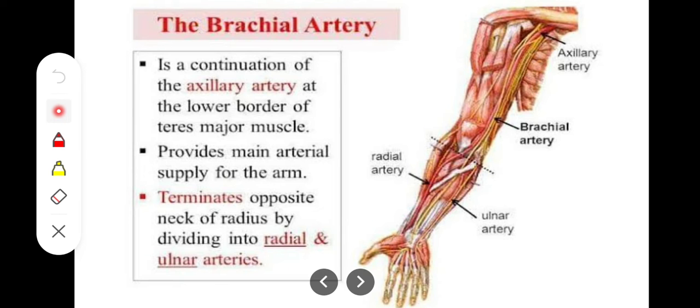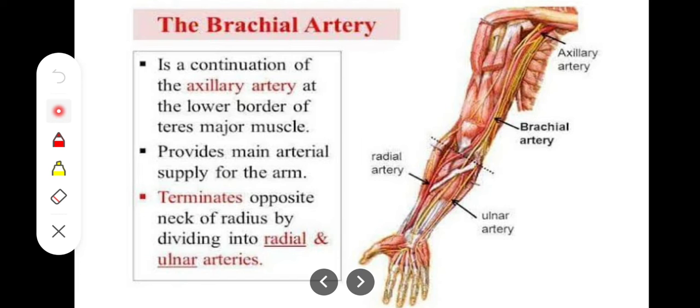And then, continuing from the axillary artery, it passes laterally and downwards until it reaches the elbow joint, where it terminates as two branches, that is the radial and the ulnar arteries, which will be supplying the forearm region, right? So here we have the brachial artery, and it is just a continuation of the axillary artery.